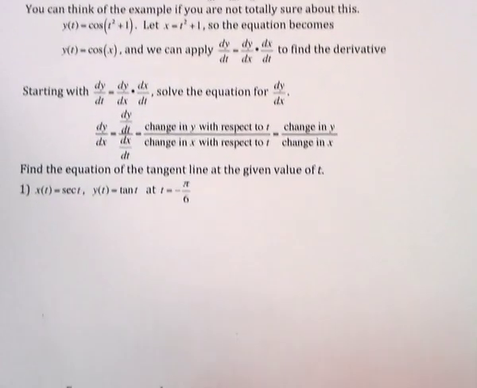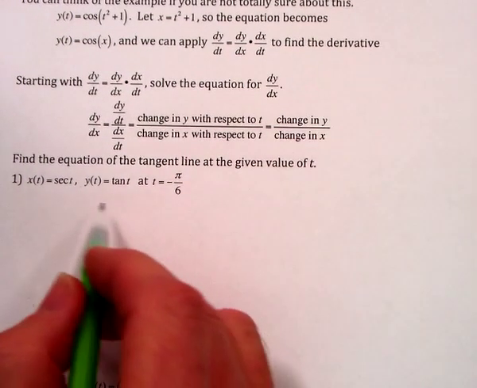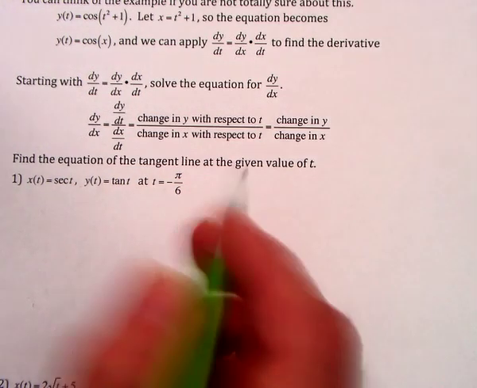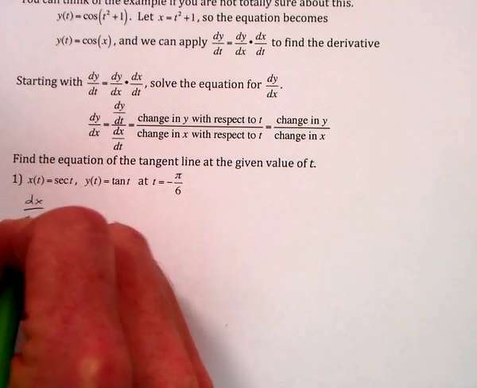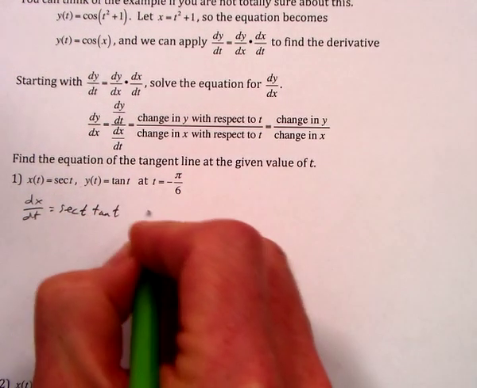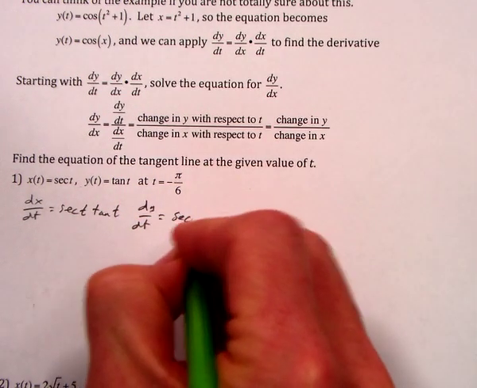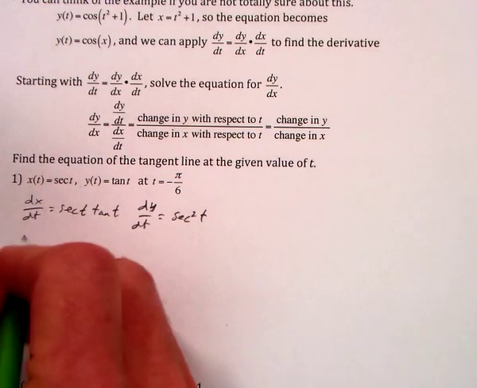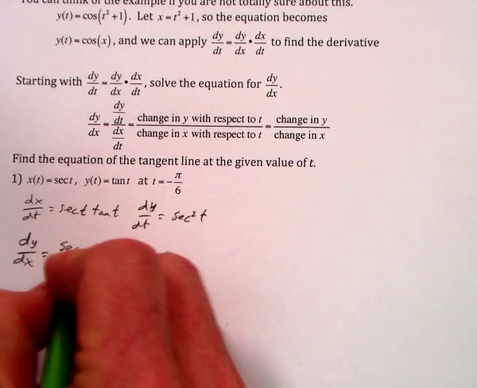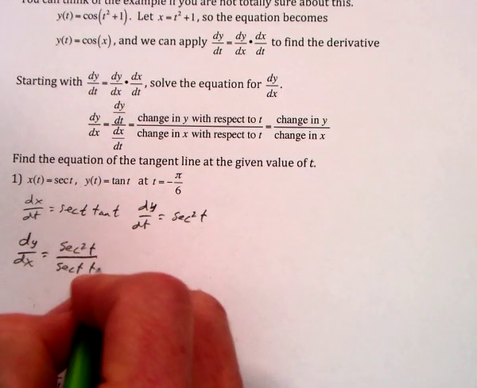All right, let's look at an example. Find the equation of the tangent line at the given value of t. x equals secant of t, and y of t equals tangent of t, and we're going to do it at t equals negative pi over 6. So the first thing we'll do is take dx/dt, and that would be secant t tangent t. And then dy/dt will equal secant squared t.